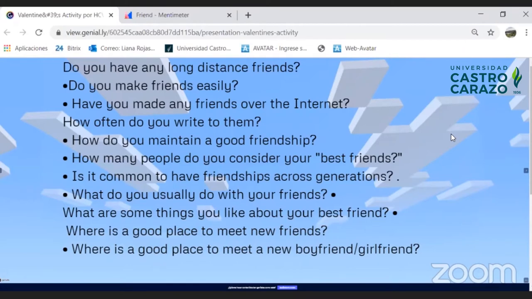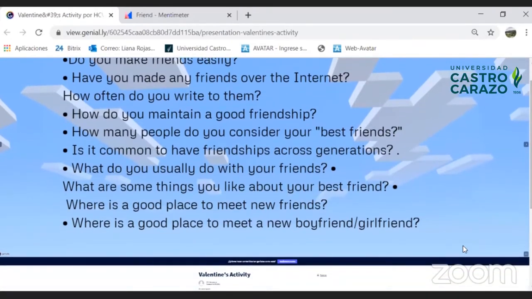Friendship. Me perdí. Friendship is amistad. Friends, friendship. So how do you maintain? Maintain is like Spanish. Mantener, maintain a good friendship. What do you think is important? No. My friendship are my son, my daughter, my son, not anymore. Okay, so it's your relatives and just them. Nancy, how do you maintain a good friendship? What is important for you?